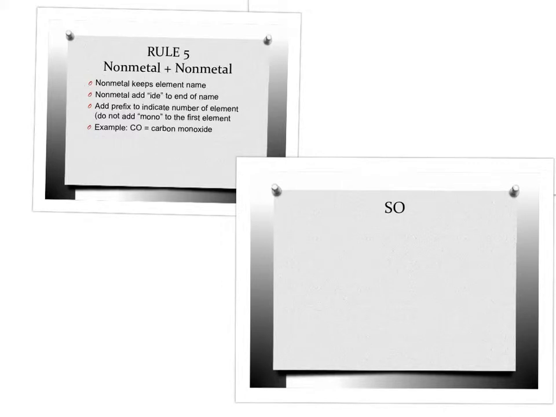So rule number 5 deals with nonmetals. So in the first nonmetal we keep the element name, and in the second one we keep the root and add the IDE. What's unique about the nonmetal is that we use the prefixes to indicate how many atoms of each of these elements we have. So let's take a look at SO. So here we have sulfur and oxygen. So first, to make this easy, we're just going to write down sulfur and oxygen. So as we already talked about, we're going to change oxygen to become oxide.